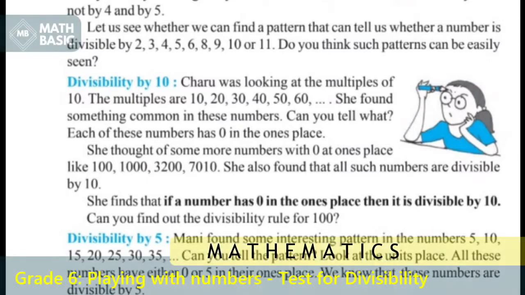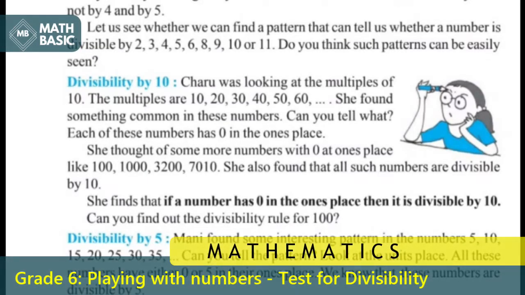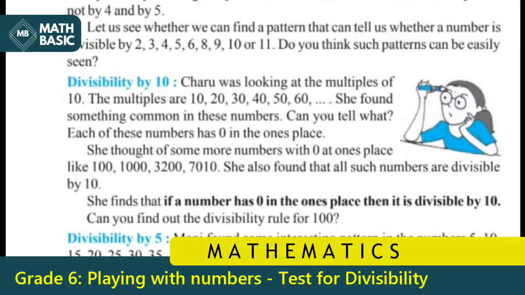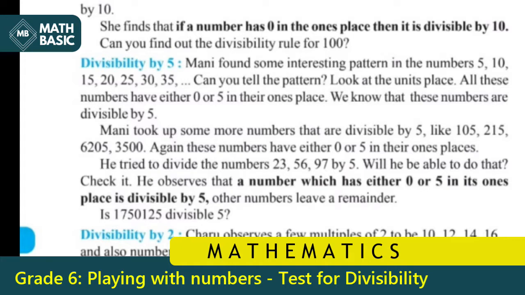Test for divisibility of numbers. First, divisibility by 10. If a number has 0 in the ones place, then it is divisible by 10. Divisibility by 5. A number which has either 0 or 5 in its ones place is divisible by 5.